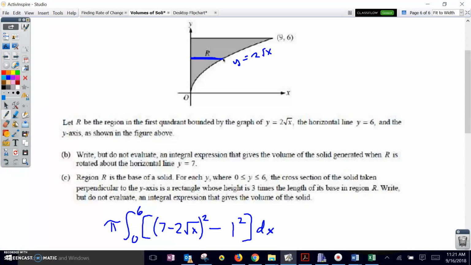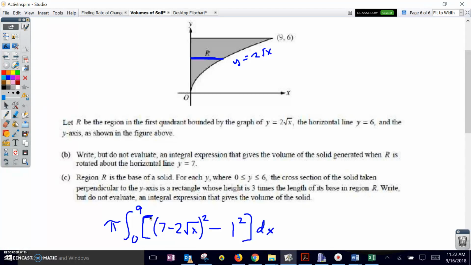So since we're talking about a cross-section perpendicular to the y-axis, we want our integrand and everything about it. Oh my goodness, I just noticed I completely put the wrong limit of integration on that first integral. I wanted the x-coordinate. I just read the y-coordinate. Sorry about that. Sidetracked. So since we're talking about the cross-section of a solid perpendicular to the y-axis, we want our limits of integration and everything to be in terms of y. We're supposed to write but not evaluate an integral expression that gives the volume of this solid.